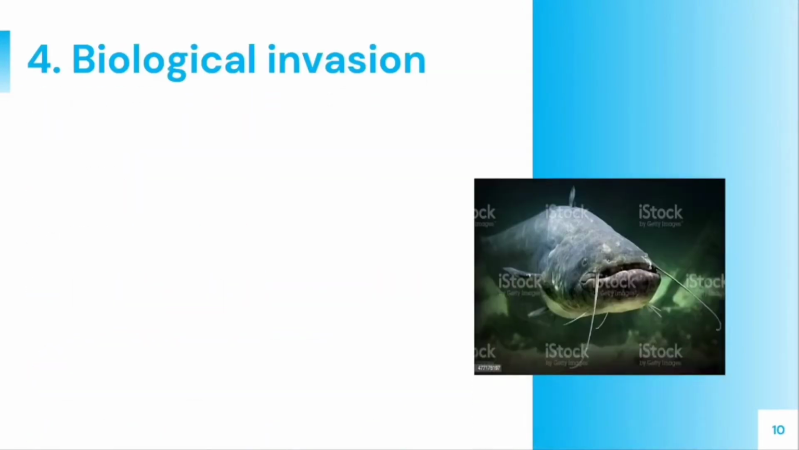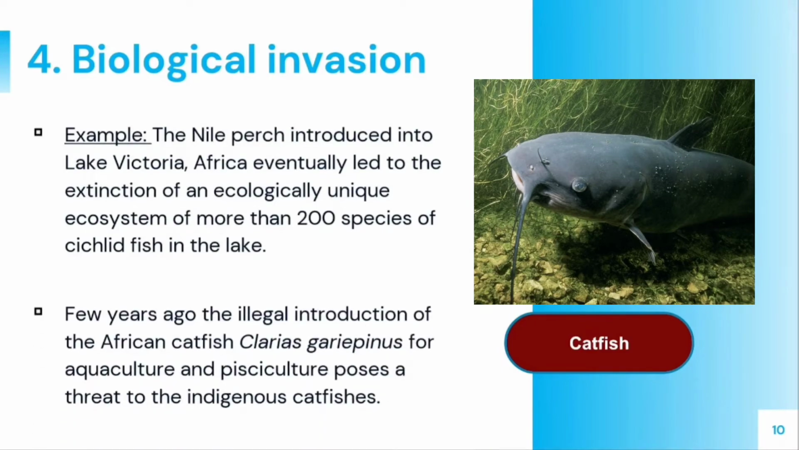For example, the Nile perch introduced into Lake Victoria, Africa, eventually led to the extinction of an ecologically unique ecosystem of more than 200 species of cichlid fish in the lake. Few years ago, the illegal introduction of the African catfish for aquaculture and pisciculture poses a threat to the indigenous catfishes.